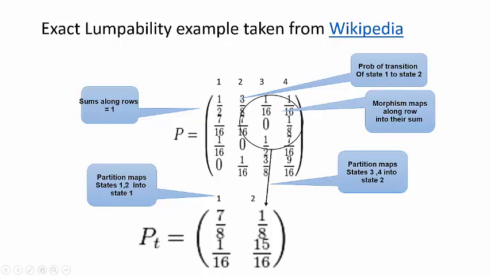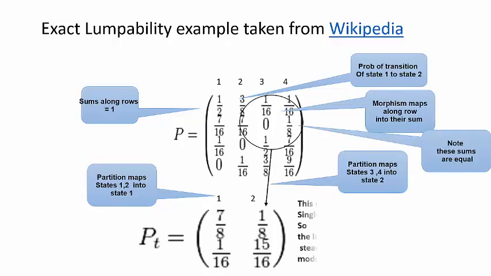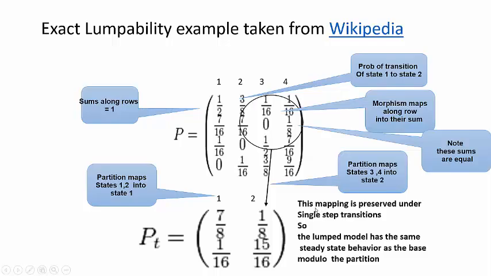So we have here an example where the sums all are equal, and similarly for the other blocks. So this mapping, because of that strict equality, can easily be seen to be preserved under single-step transitions, and that is what's called lumpability. And the lump model has the same steady-state behavior as the base model, modulo this partition. So the steady-state behavior of the two are the same in this case.